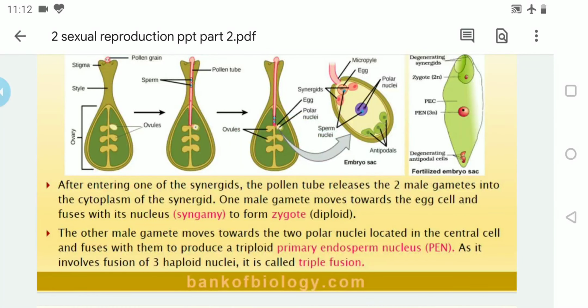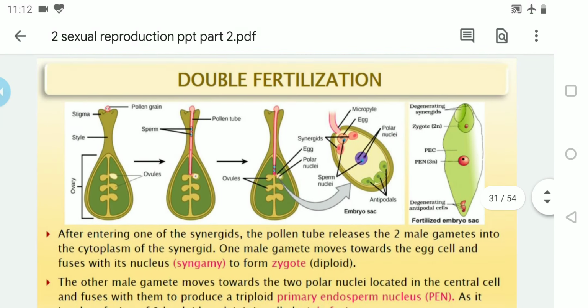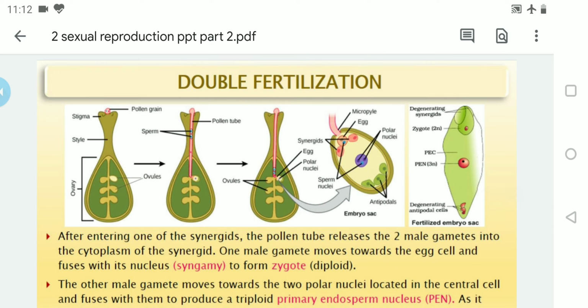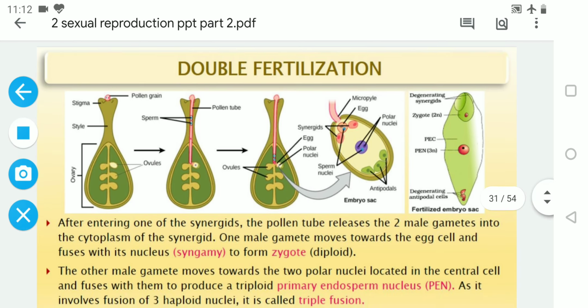Good morning, children. In the last class, we completed the topic of artificial hybridization, right? So we have discussed a number of things: types of pollination, then the pollen-pistil interaction, and also artificial hybridization. Today in this class, we will continue with the topic of double fertilization.